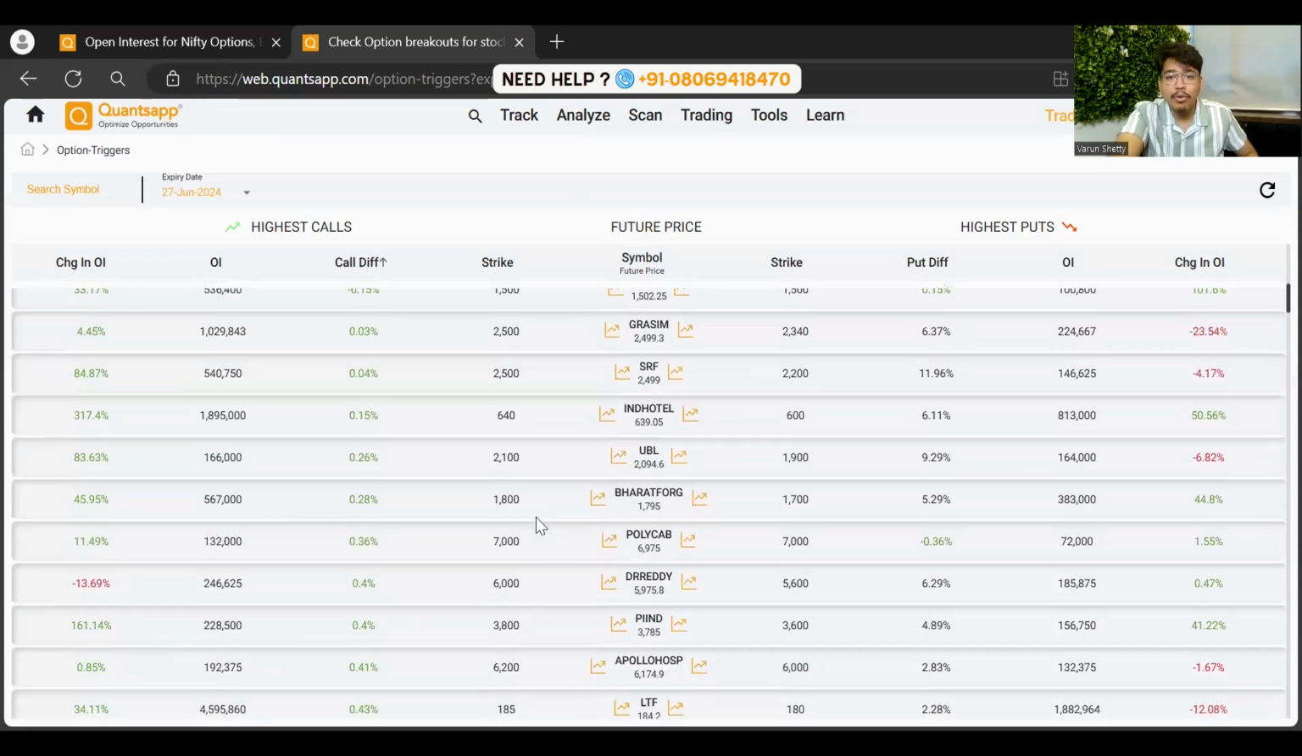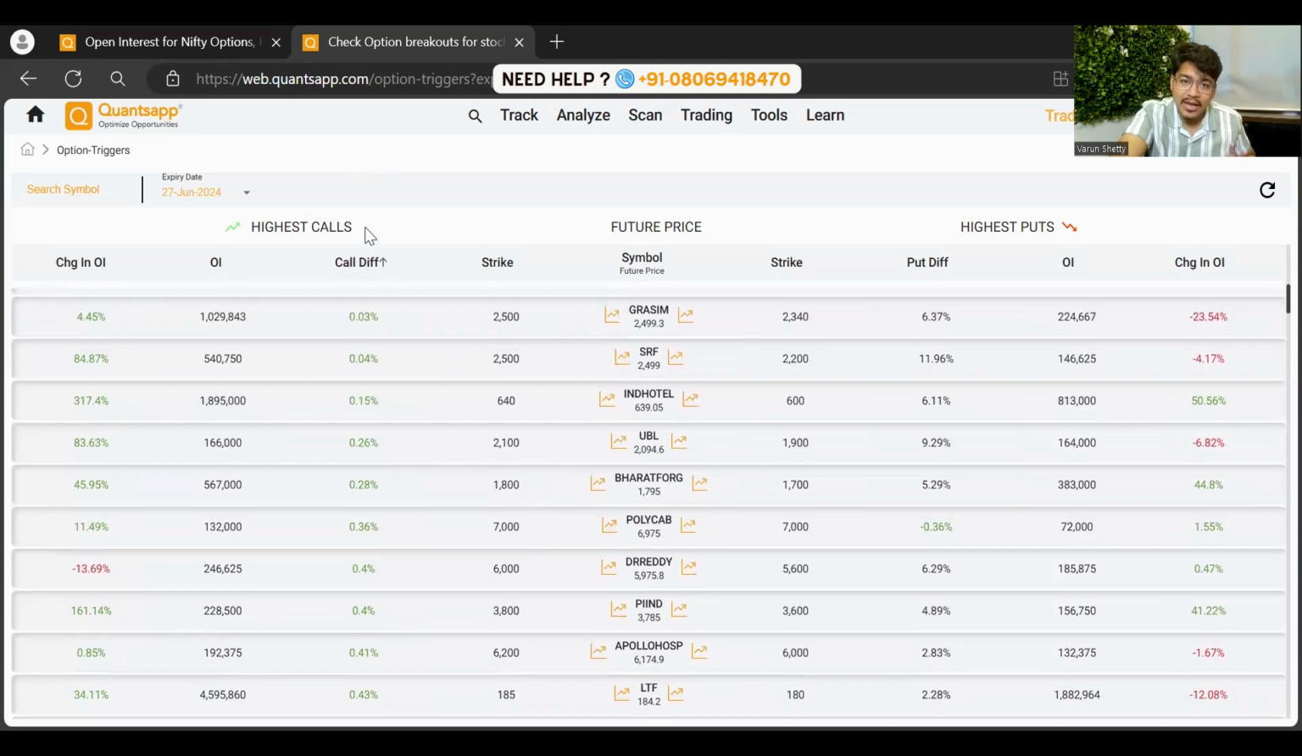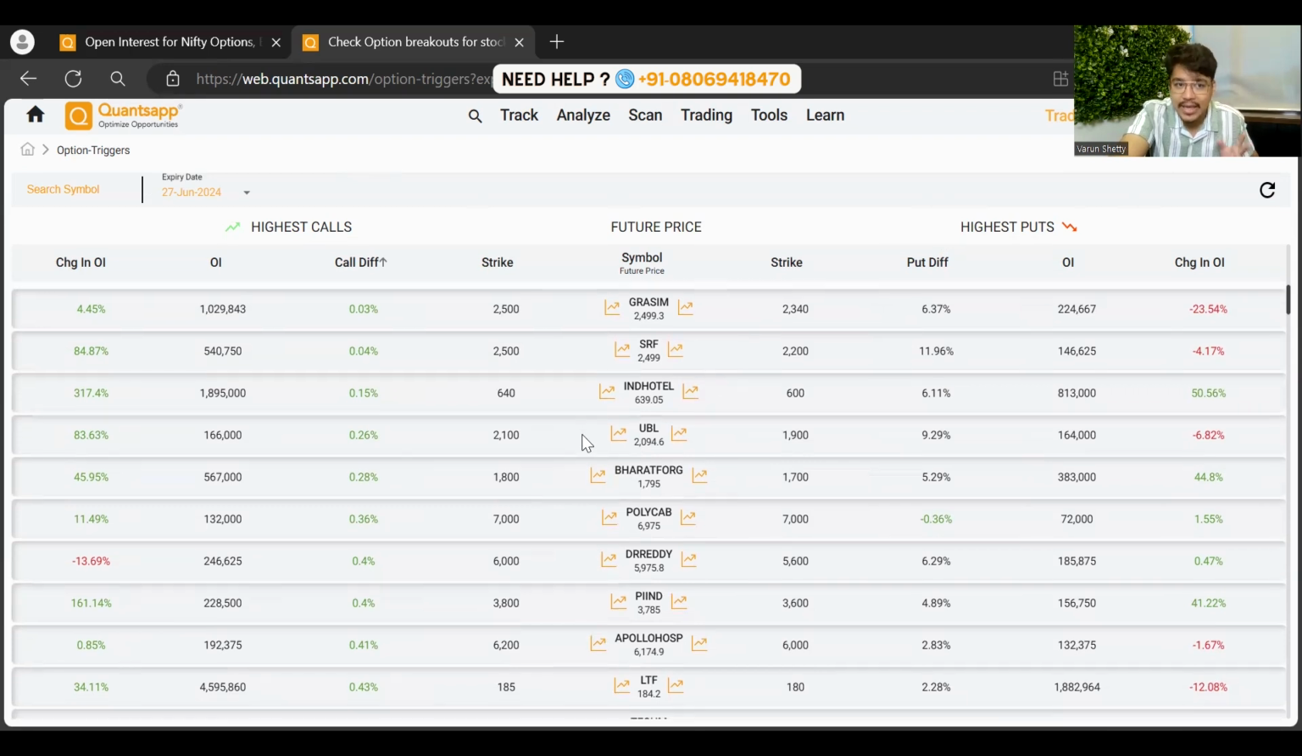Now, it is very important to only look at the left hand side or the highest call section and ignore the highest put section. So if you are going for a bullish trade, only look at the highest call section. If you are going for a bearish trade, only look at the highest put section. Don't look at both of those simultaneously. You will not achieve anything. Okay. All right. So that is the general thing because I get a lot of queries based on that. So I just wanted to clear it.